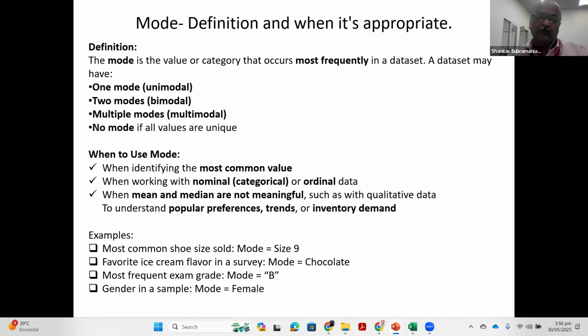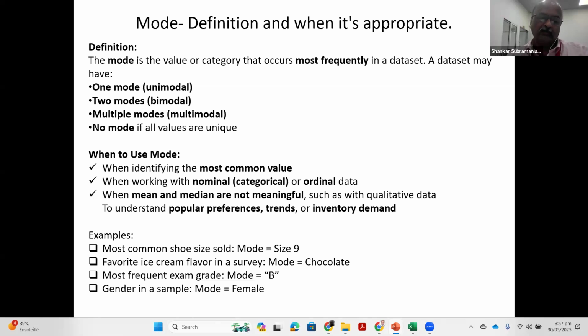Okay. So when do we use a mode? When identifying the most common value, when working with nominal, categorical or ordinal data, or when the mean and median are not meaningful, such as with qualitative data, to understand popular preferences, trends, or inventory demand. For example, on a scale, someone just asked. The mean would not be really purposeful, but if I look at the number of times people have agreed or strongly agreed, and it shows 60%, then obviously the mode is leaning towards the maximum, that is strongly agree. So for that criterion, I will assume this is the indication of that category. Okay, so that's one way to look at how you can use the mode.